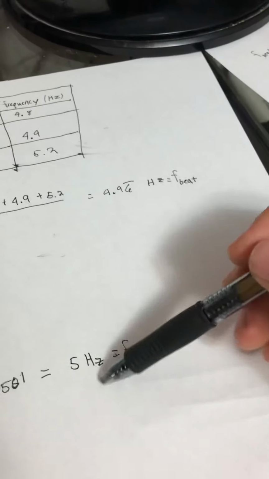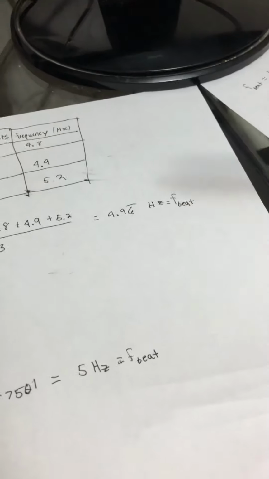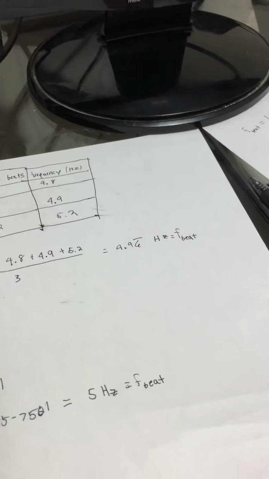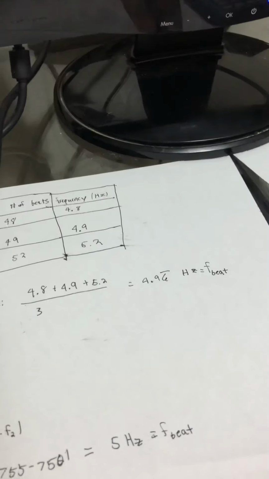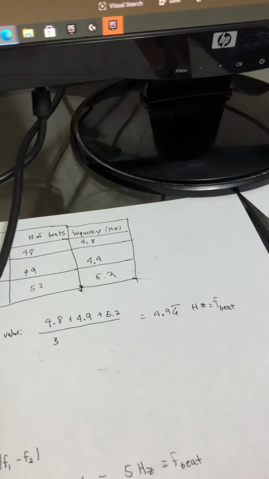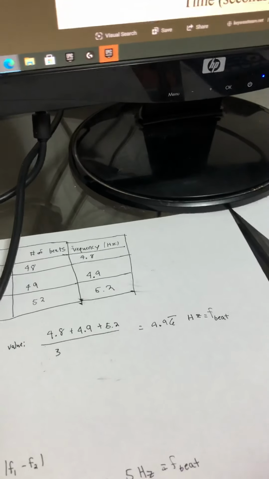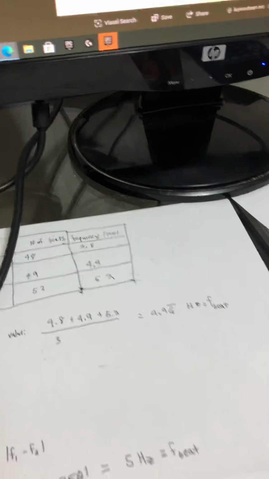Using the equation, as you can see, these are fairly close, so I did a pretty good job counting in my experiment. It does make sense because when you're listening, you can hear that there's roughly about 5 beats every second, so that makes sense.